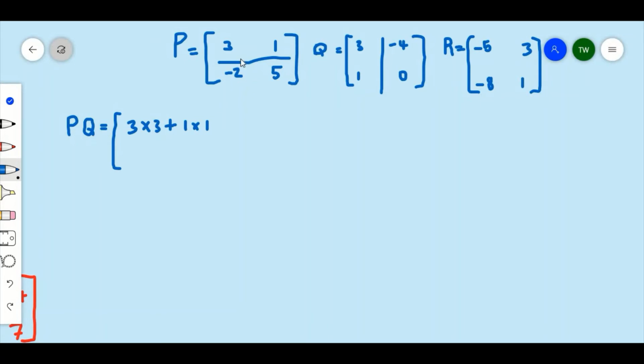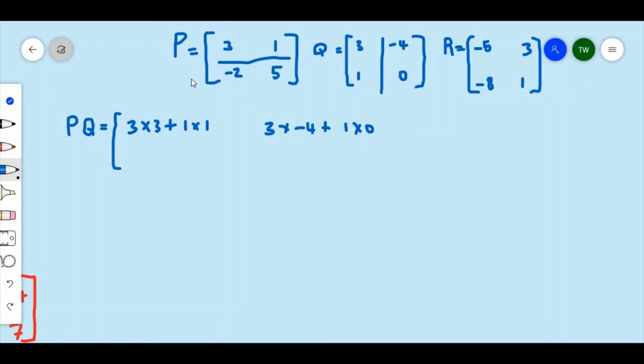Then we use row 1 to now multiply the terms in column 2. So it's going to be 3 times negative 4 plus 1 times 0. Now we are finished with row 1.